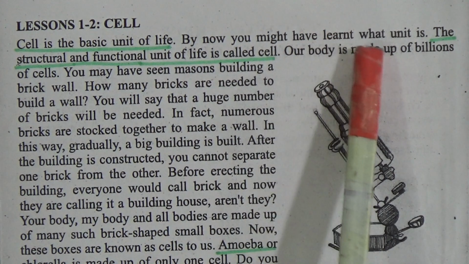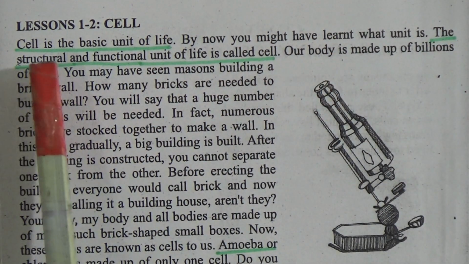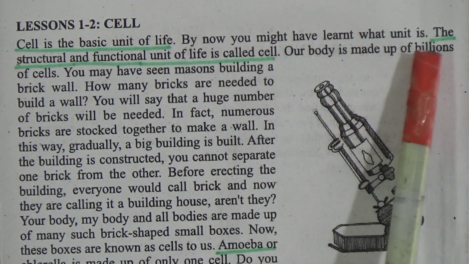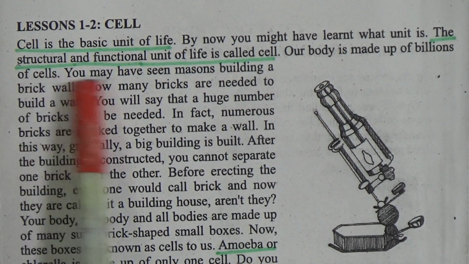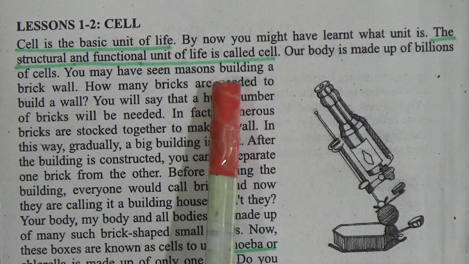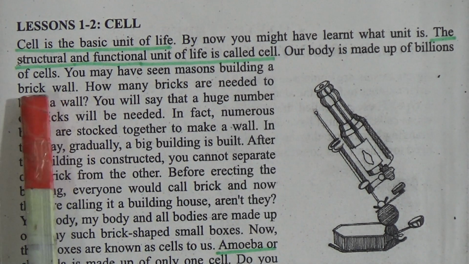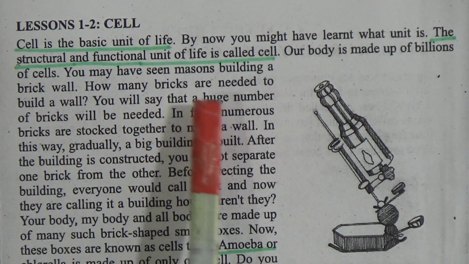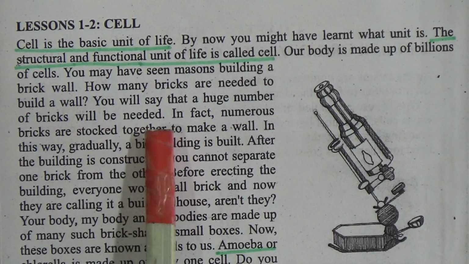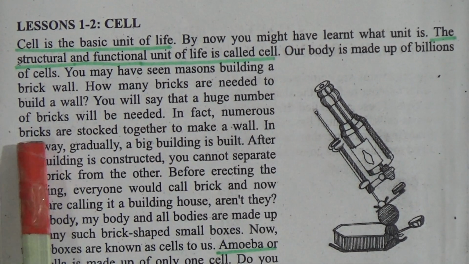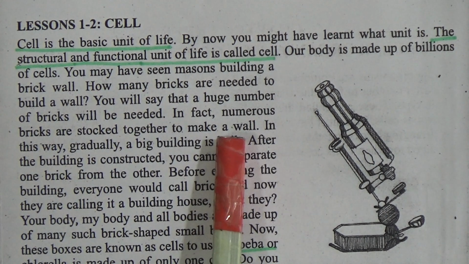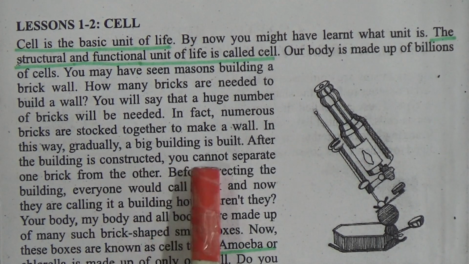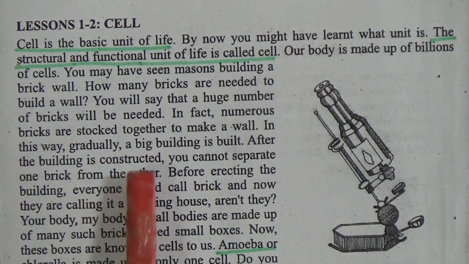By now, you might have learned what unit is. The structural and functional unit of life is called cell. Our body is made up of billions of cells. You may have seen masons building a brick wall. How many bricks are needed to build a wall? You will say that a huge number of bricks will be needed. In fact, numerous bricks are stuck together to make a wall. In this way, gradually a big building is built. After the building is constructed, you cannot separate one brick from the other.